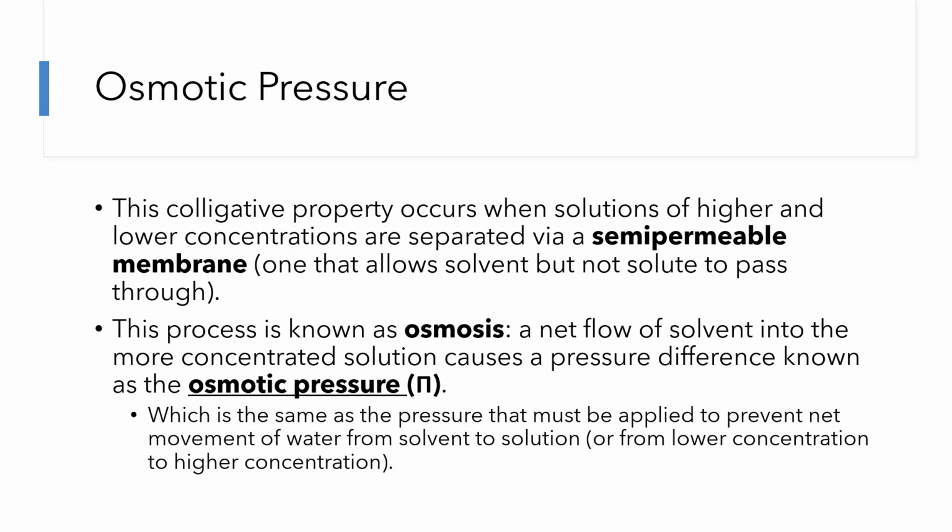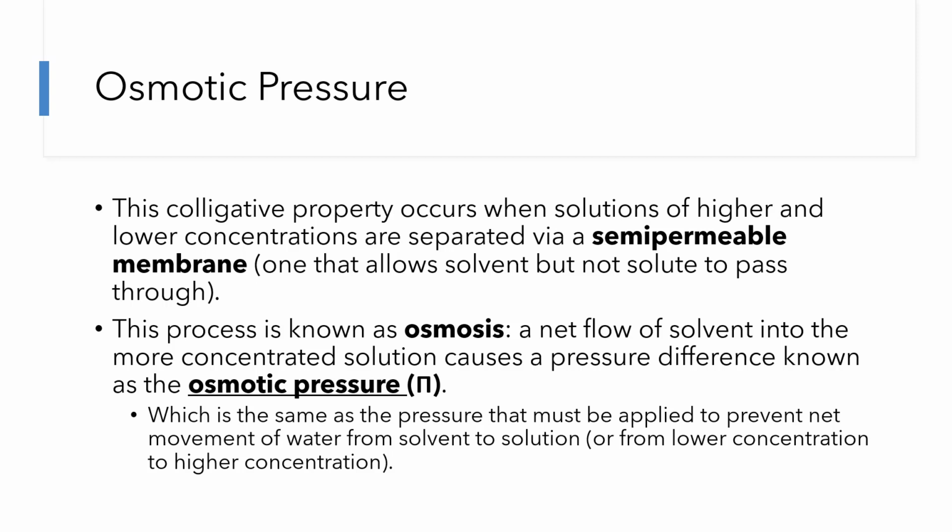pass through. Now, this particular process I'm sure you've heard about is known as osmosis if you've taken a biology class. Whenever we're talking about osmosis, we're looking for a net flow of solvent into the more concentrated solution. Now, this particular movement causes a pressure difference known as the osmotic pressure. So whenever we're dealing with osmotic pressure, we have a net flow of our solvent. Notice, we're only saying flow of solvent.